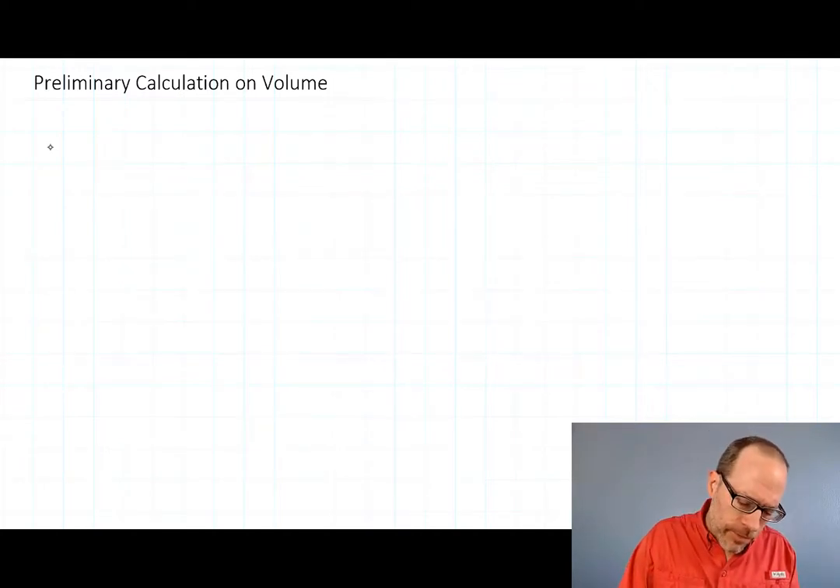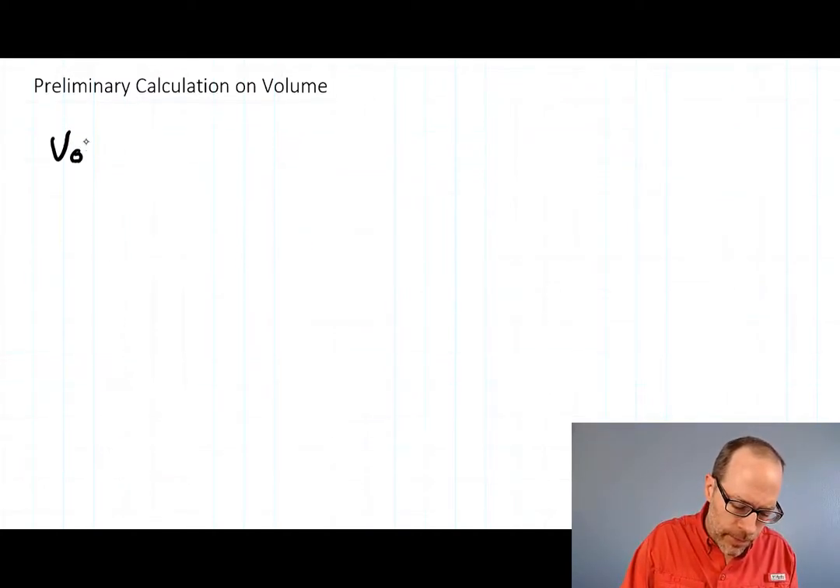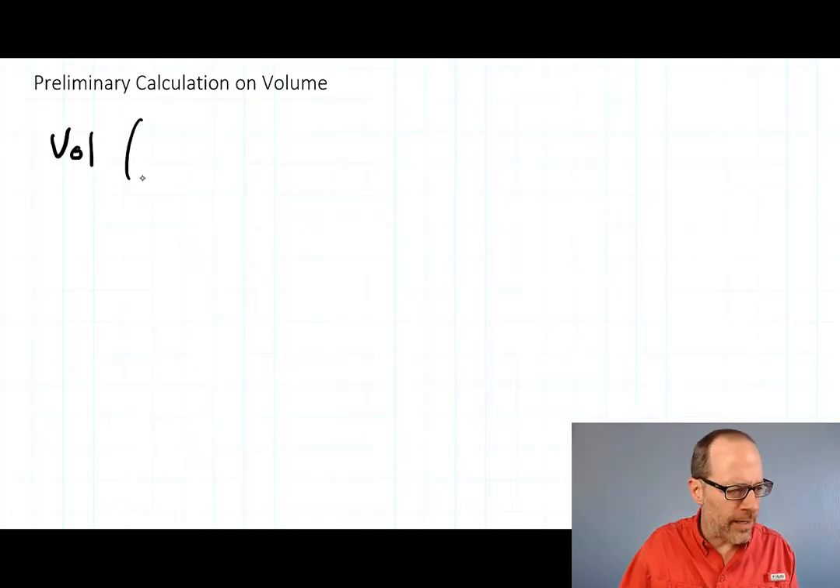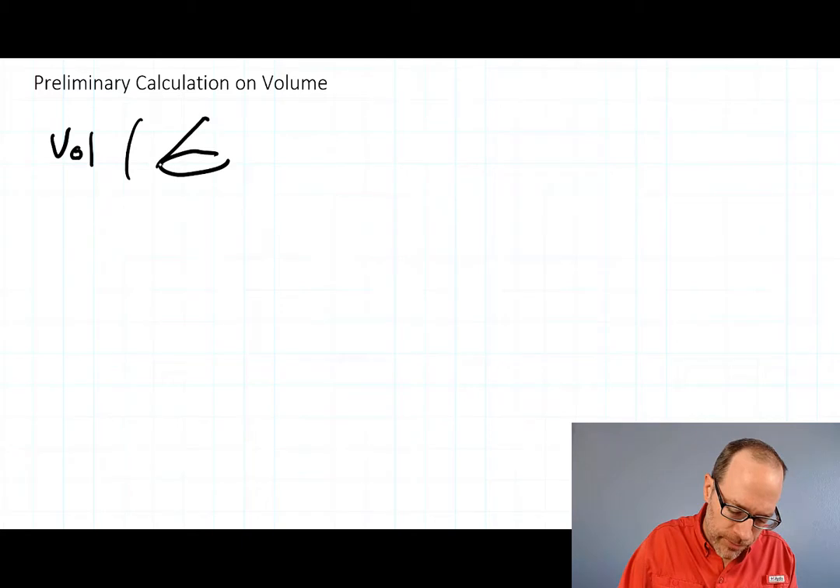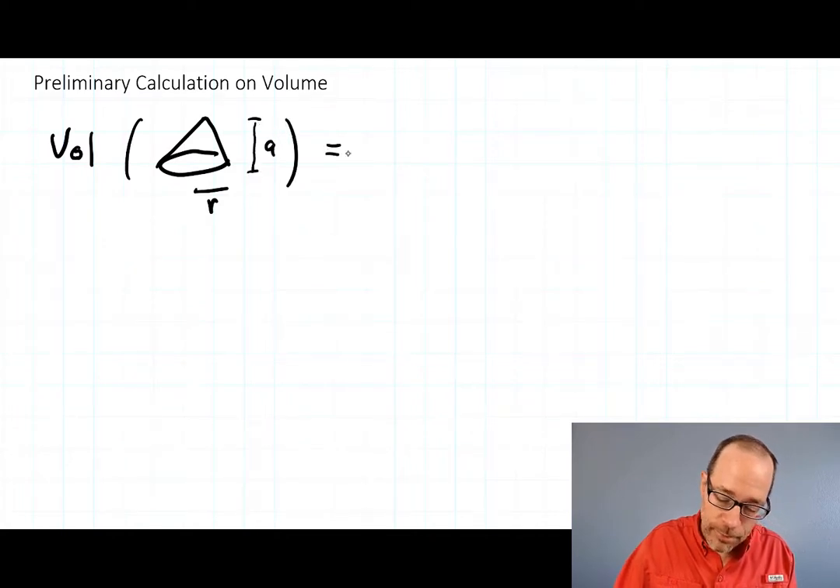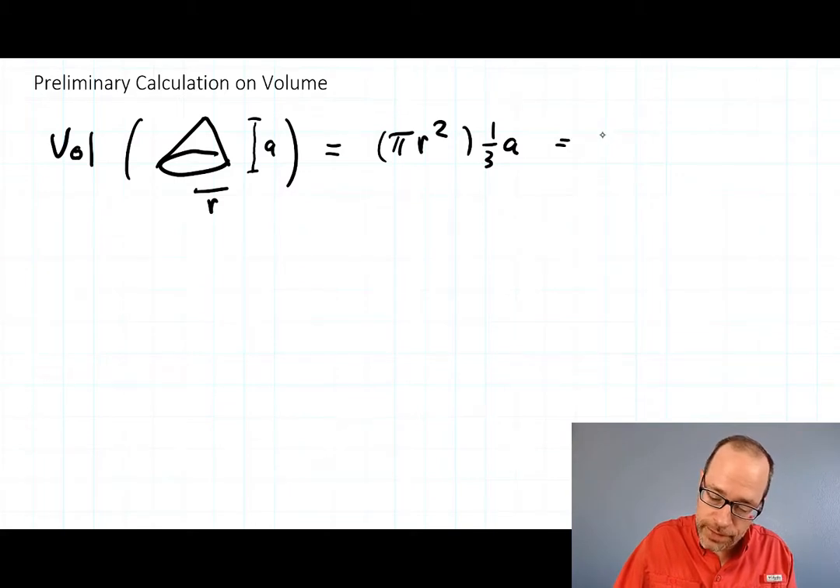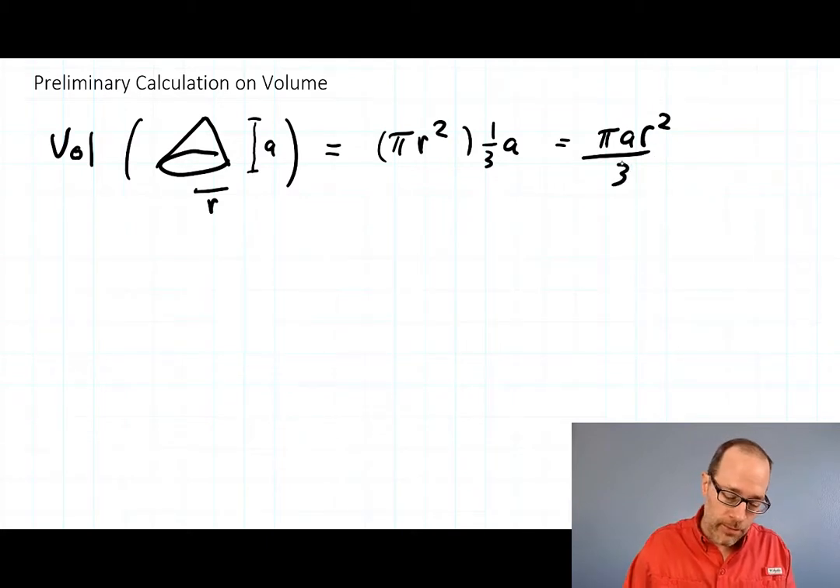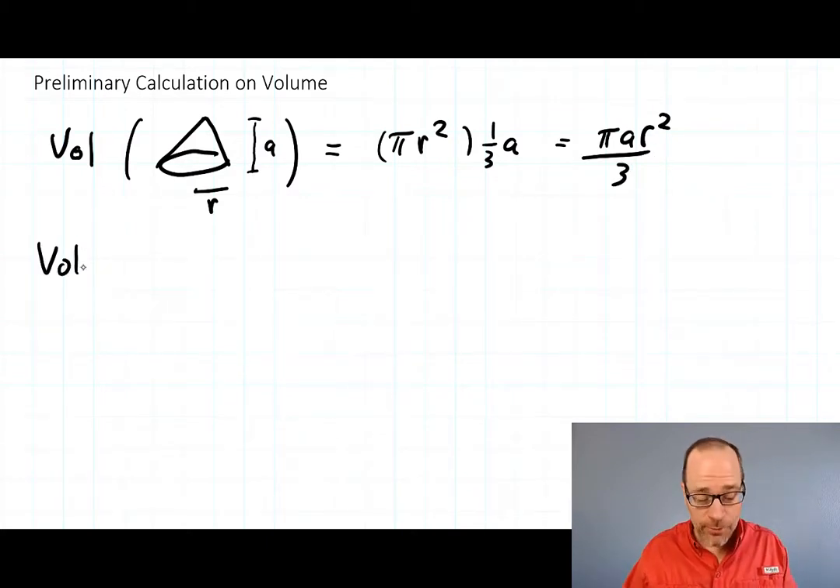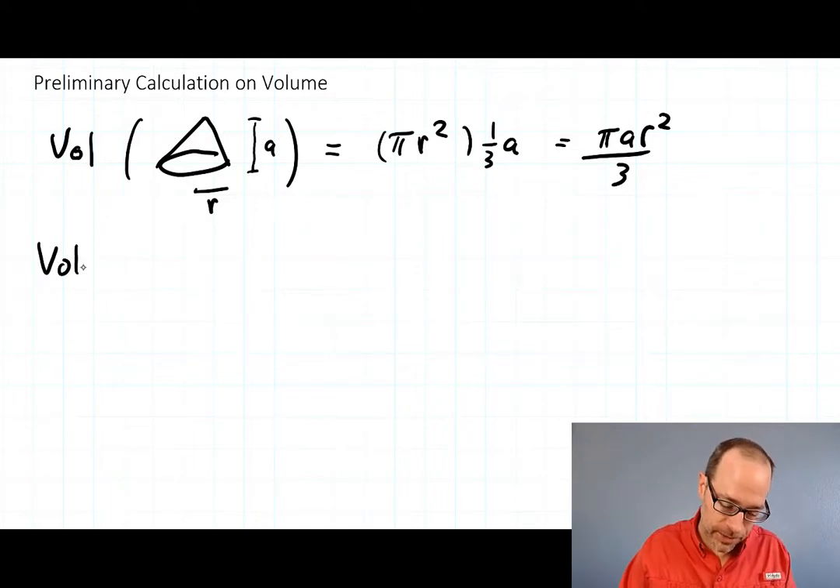So, you probably remember that the volume of a conical cylinder, with radius r and total height a, is the area of the base, pi r squared, times 1/3 of the height, which is a. So the total formula is pi a r squared over 3. What we need is the volume of a partially filled conical cylinder. So something that looks like this.